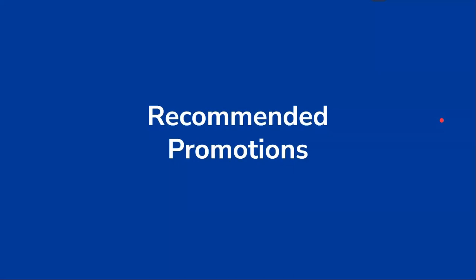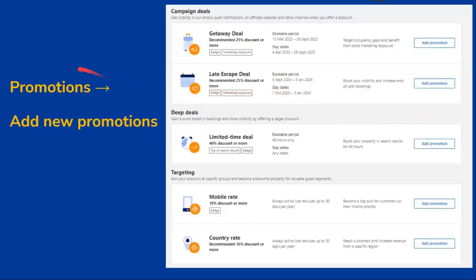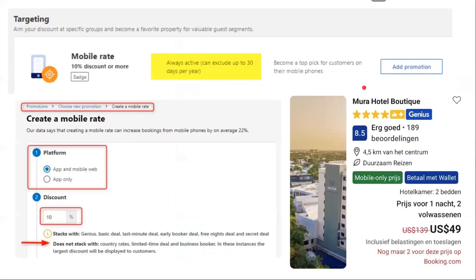Again, a very important task: which promotions to apply and when. If you go to the promotions button here and click on add a new promotion, the system will give you some of these promotions, as you can see here: getaway deal, late escape, limited time deal, mobile rate, country rates. These are some of the options the system will give you apart from our regular promotions, which are last minute, early booker, basic deal, etc. So what is a getaway deal and a late escape deal?